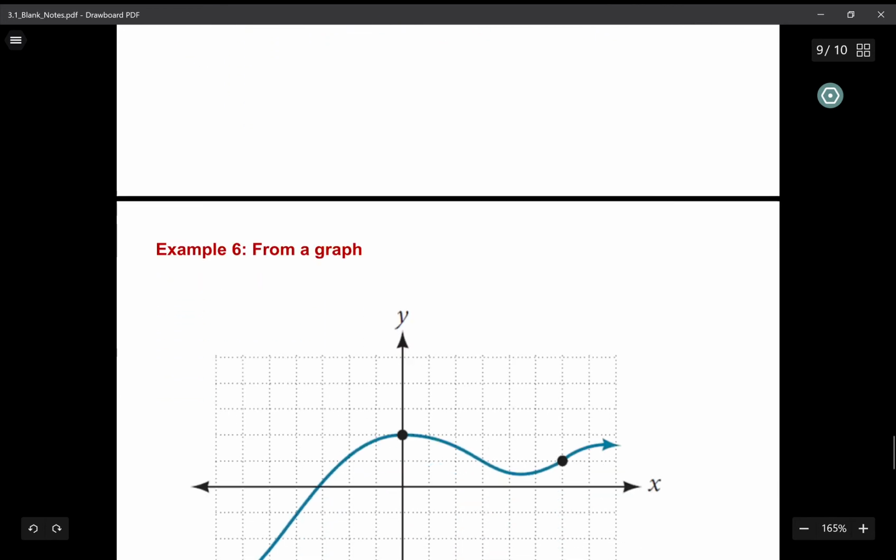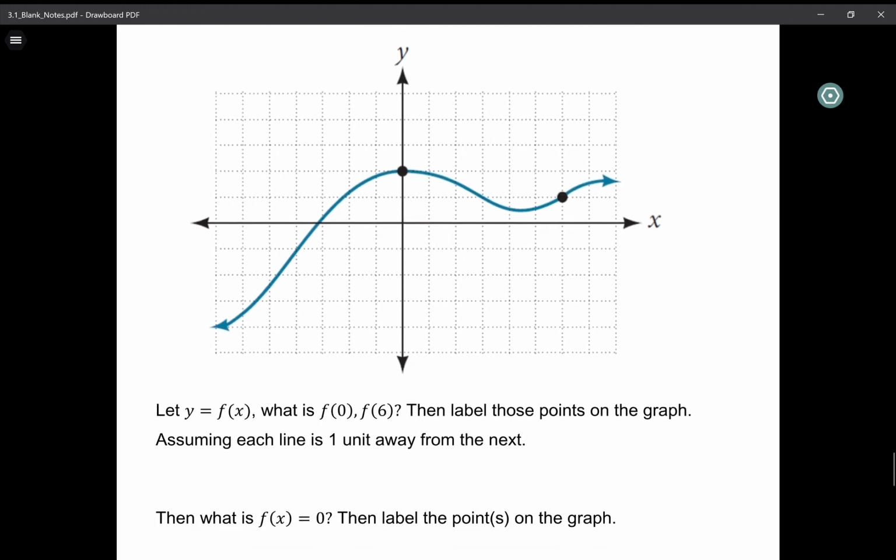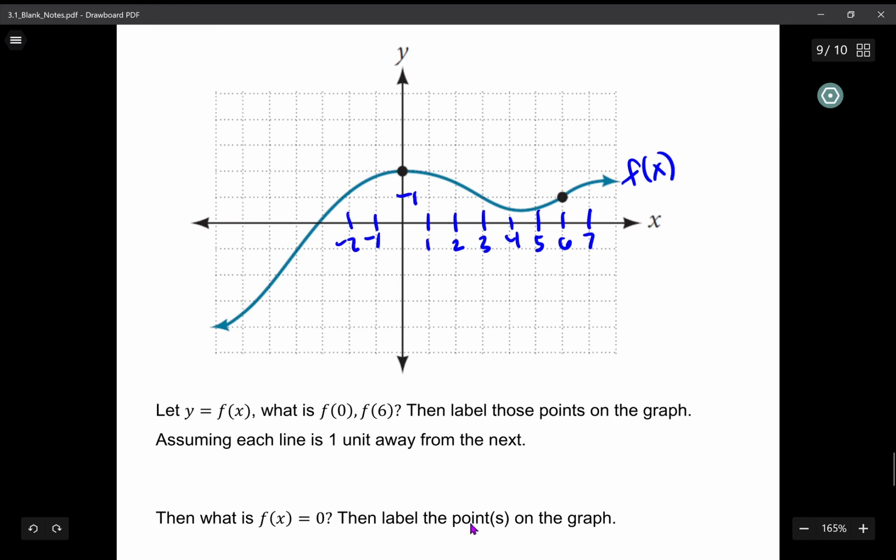Alrighty, let's do one more of interpreting, and let's do this one from a graph. So we've done it from an equation. We've interpreted function values from a table, and now we're going to interpret function values from a graph. All right, here is my function f of x. It says let y equals f of x. What is f of 0, f of 6? Label the points on the graph, and we're going to assume each line is 1 unit away from the next. So this graph doesn't have a good axis label. I'm just going to go ahead and label it right now because I think it is very important to make sure that we label the graphs so we know what we're talking about. 1, 2, 3.